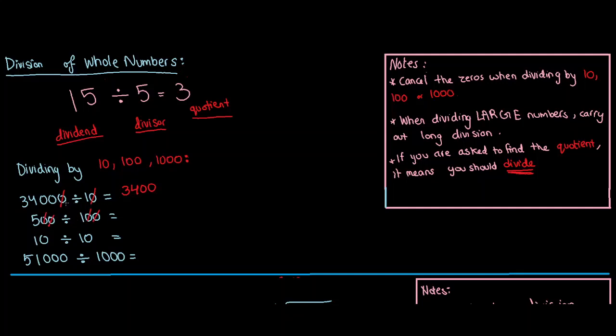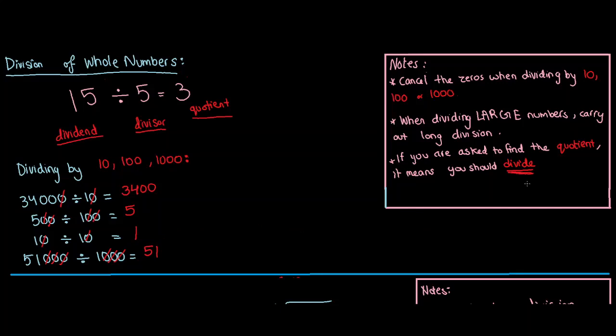Similarly, 500 divided by 100, you cancel the zeros that you have with each other. Each zero can cancel only one zero. So here we've got two zeros, they cancel two zeros. 5 divided by 1 is 5. 10 divided by 10, they cancel, and 1 divided by 1 is 1. Here we've got three zeros, so we can cancel three zeros, and our answer is 51.